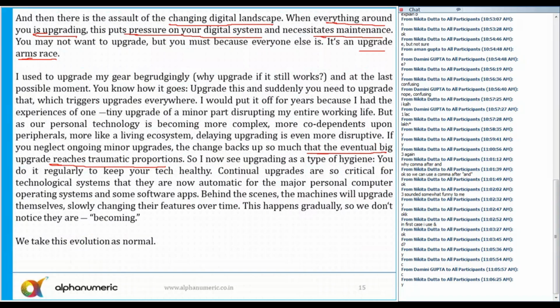And once you upgrade something, suddenly you need to upgrade something else, which will trigger upgrades everywhere. So you can't keep putting it off. Continual upgrades are so critical for technological systems that they have now become automatic for most personal computers. Okay, that means it is always in the state of becoming. Becoming means it is always evolving, always changing.